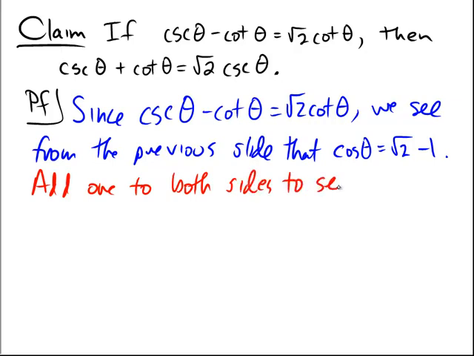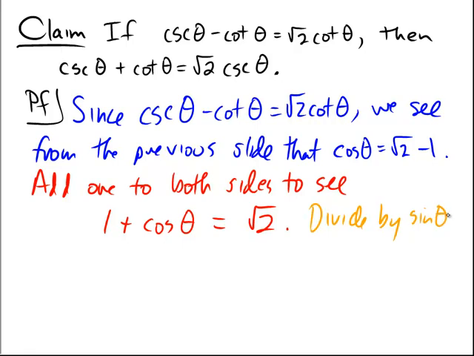To see, on the left we would have 1 plus cosine theta, and on the right you would just have a little radical 2. Right? So now divide by sine theta. And what do we get? 1 over sine theta plus cosine theta over sine theta equals rad 2 over sine theta.